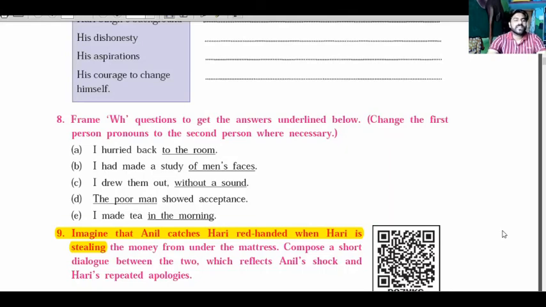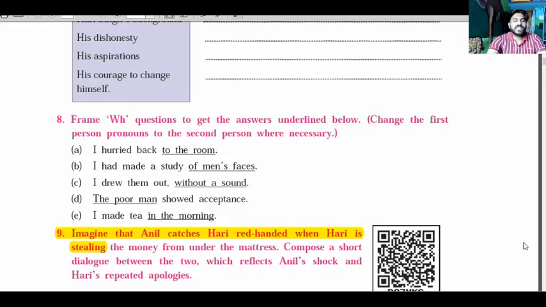Okay, then the poor man showed acceptance. What did he show? Acceptance. So who showed the acceptance? The poor people. Okay, I made tea in the morning. What did he make in the morning? He made tea. But if we want to change this, we can change it like this: when did you make tea? In the morning. So these were the answers to these questions.